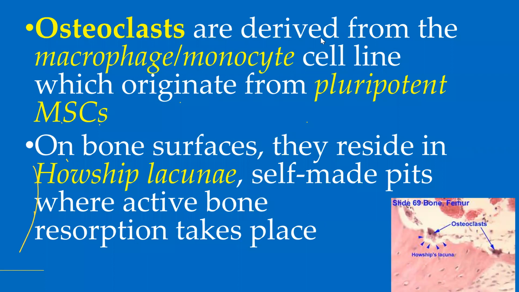Osteoclasts are derived from the macrophage monocyte cell line, which originates from pluripotential mesenchymal cells.